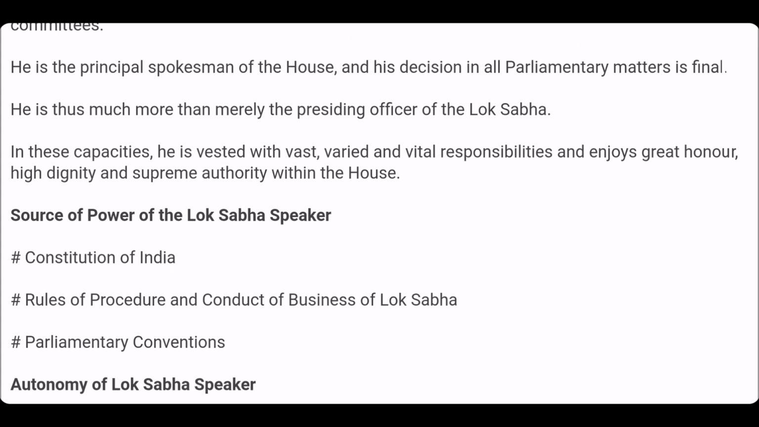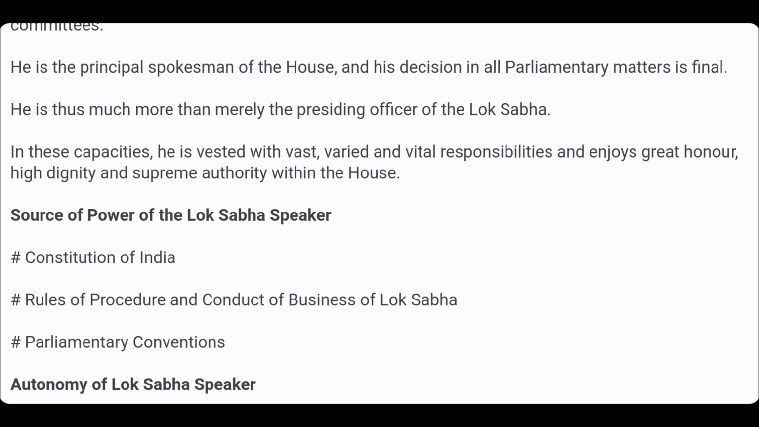And that's why speaker has very privileged position in the Lok Sabha. Speaker is not just a member, speaker is not just a presiding officer, he has a lot of the powers. These all powers we are going to see subsequently, and that is why the speaker of the Lok Sabha is vested with vast, varied and vital responsibilities, and he enjoys great honor.